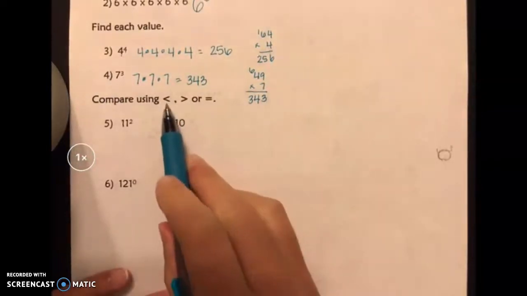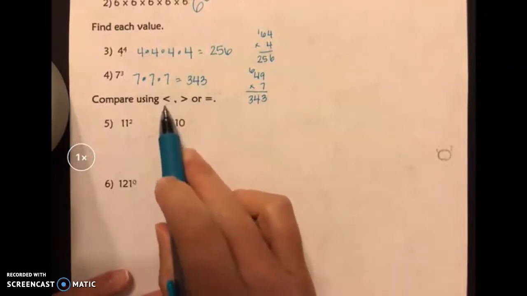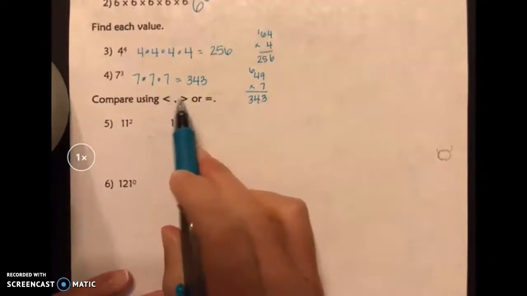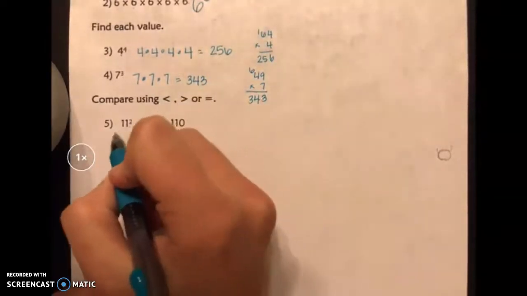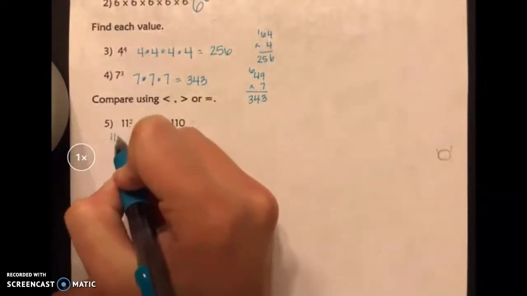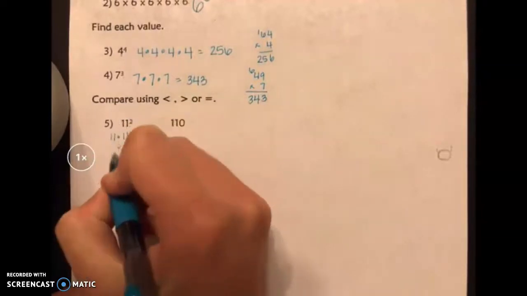All right. Now it's asking us to compare. Is it less than, greater than, or equal to? And guys, remember, the little alligator, he wants to eat the bigger number. So we're going to have our mouth facing the bigger number. Okay, so let's see. 11 squared. So I need to solve for that because I can't really compare these two yet. So I need to do 11 times 11 because we're multiplying it 2 times.